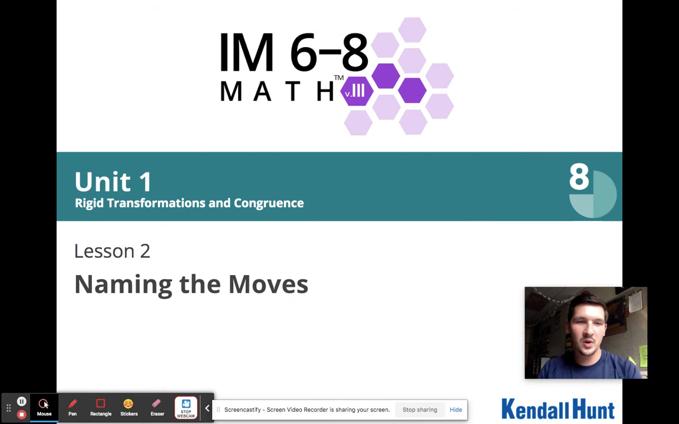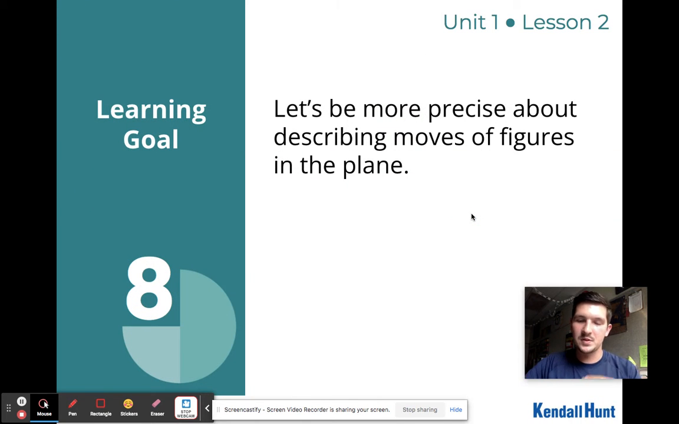We are still in Unit 1, Rigid Transformations and Congruency. But today we're on Lesson 2, Naming the Move. So our goal is just to be a little bit more precise about what we're doing and the vocab we use when we're describing those moves of figures on a plane.